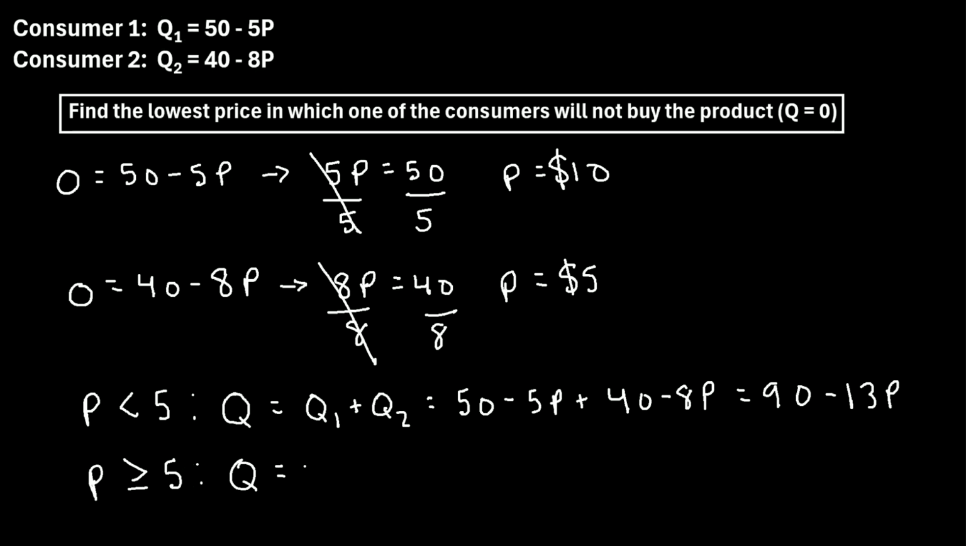So at that point, Q, the market demand, is just equal to Q1. So Q1 is just 50 minus 5p. So what we have is a scenario where the market demand is different when the price is less than 5 and when it's greater than or equal to 5.